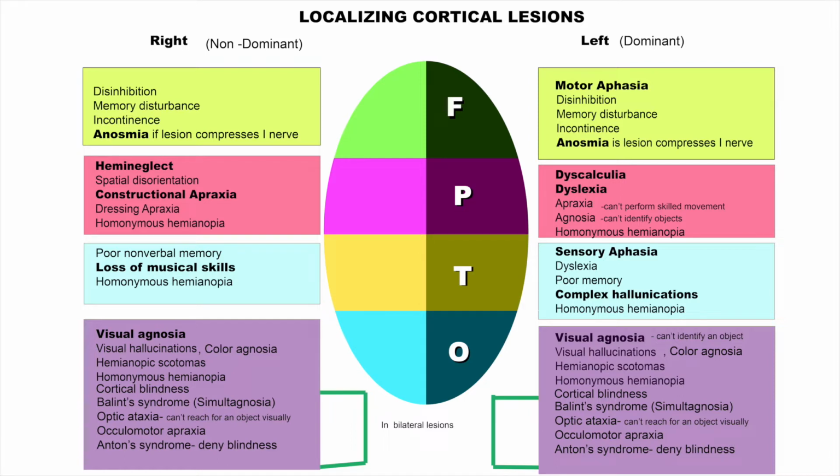homonymous hemianopia. While the dominant parietal lobe lesions, or the left parietal lobe lesions, present with dyscalculia, dyslexia or inability to read, apraxia, which is he cannot perform skilled movements, agnosia, which means he cannot identify objects, and homonymous hemianopia.